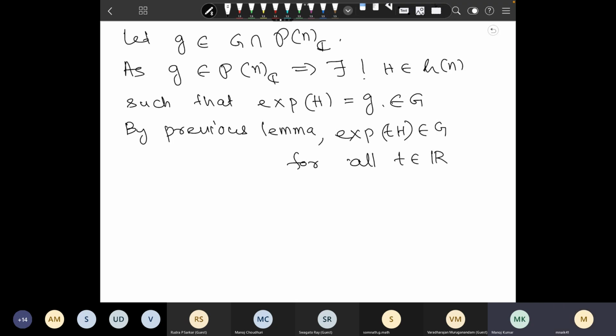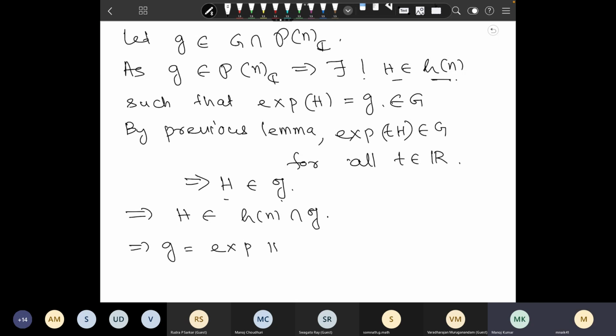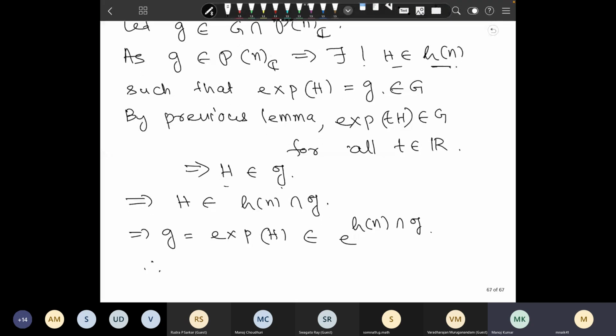Okay, so this says precisely that h belongs to the Lie algebra of G. I have h belongs to h_n here and h belongs to G here. That implies h belongs to h_n intersection G. Now this g is equal to exponential of h. This belongs to e to the power h_n intersection G. Okay, so what am I getting? I am getting G intersection P and C is a subset of e to the power h_n intersection G.